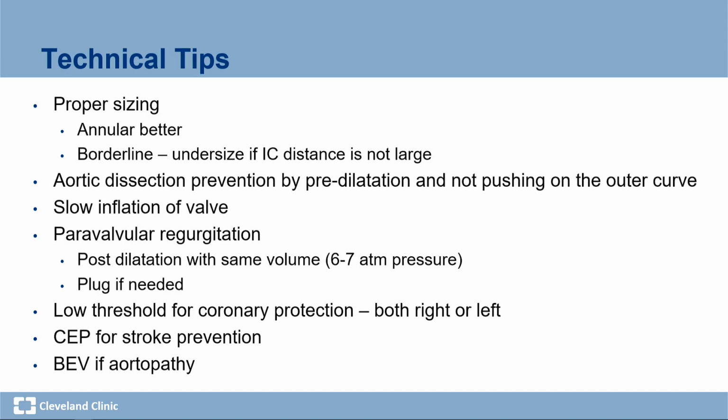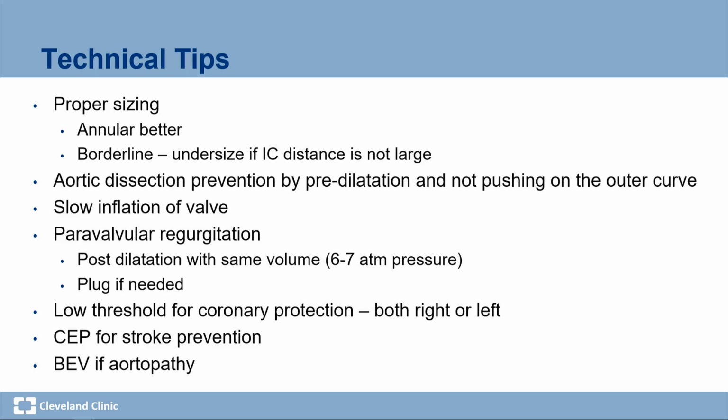I just want to say that the proper sizing is very important. As I said, annular is better. Aortic dissection prevention is super important, so you want to pre-dilate the valve so you don't have to push the valve inside of the valve, because the aortic dissection happens because of the aortopathy most commonly associated with the bicuspid valve. Slow inflation when you do balloon expandable valve. Paravalvular regurgitation, many times we post-dilate, but sometimes putting a plug is better and easier because the annular trauma can be dangerous. And the coronary protection is important.